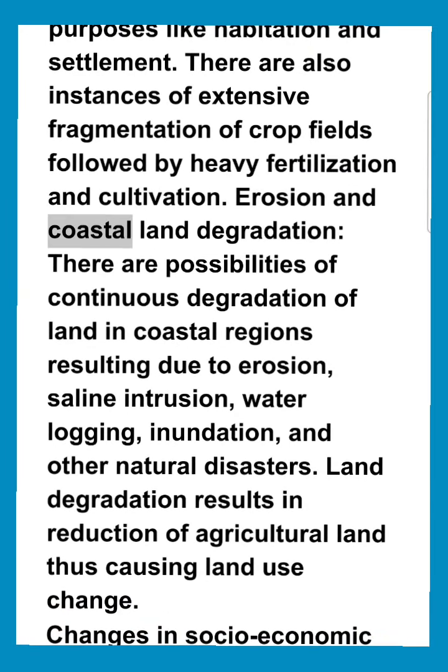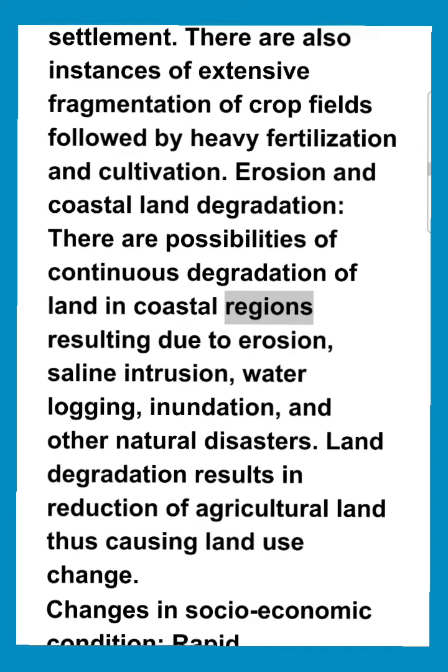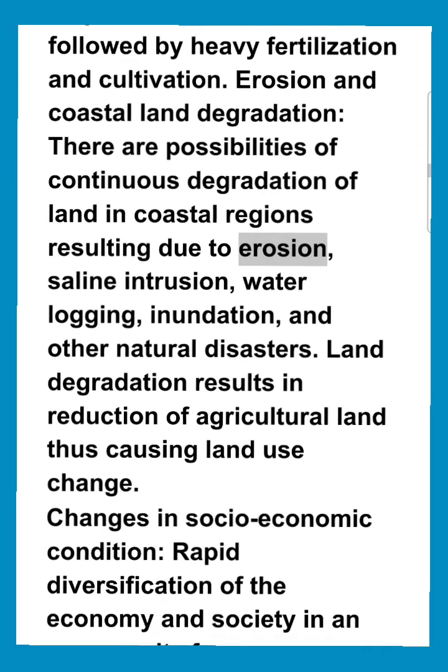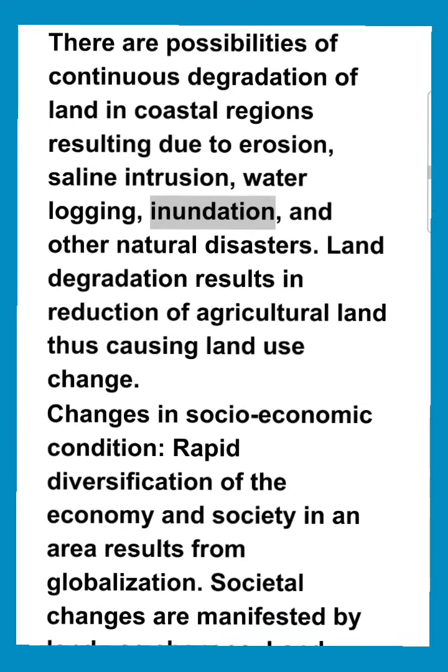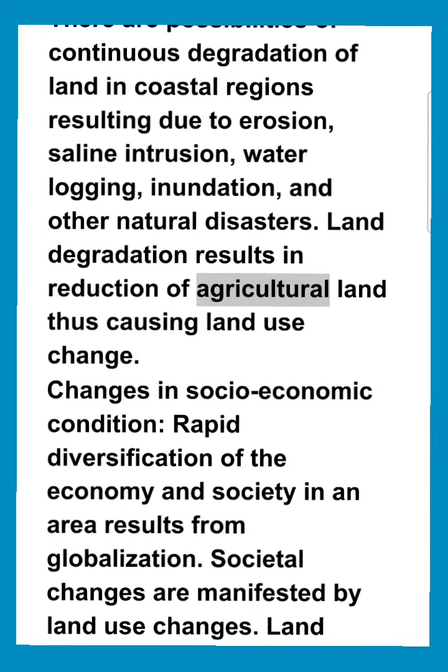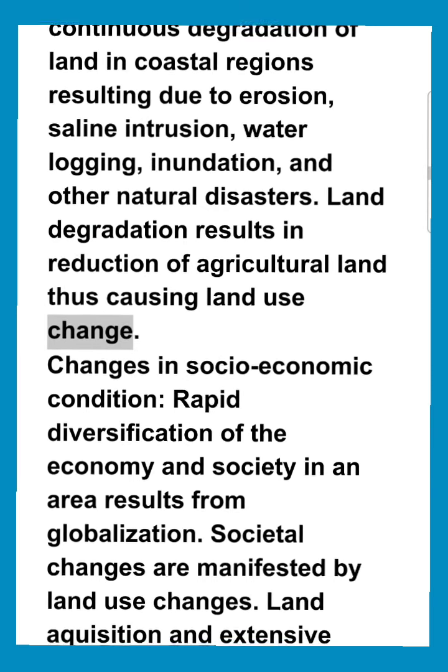Erosion and coastal land degradation. There are possibilities of continuous degradation of land in coastal regions resulting from erosion, saline intrusion, waterlogging, inundation, and other natural disasters. Land degradation results in reduction of agricultural land, thus causing land use change.